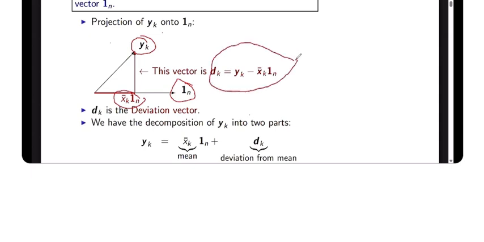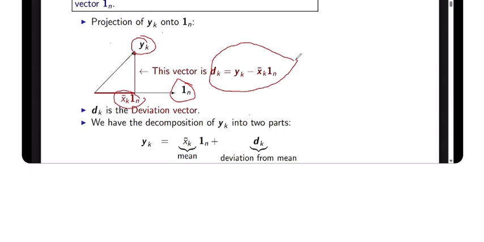Take a look at this guy now. The deviation vector is where I'm subtracting the mean that I got from each and every observation in that particular variable. We call that a deviation vector. And let me tell you this. Why do I need the deviation vector? If I don't get the deviation vector, there's no way I will be able to get the covariance.